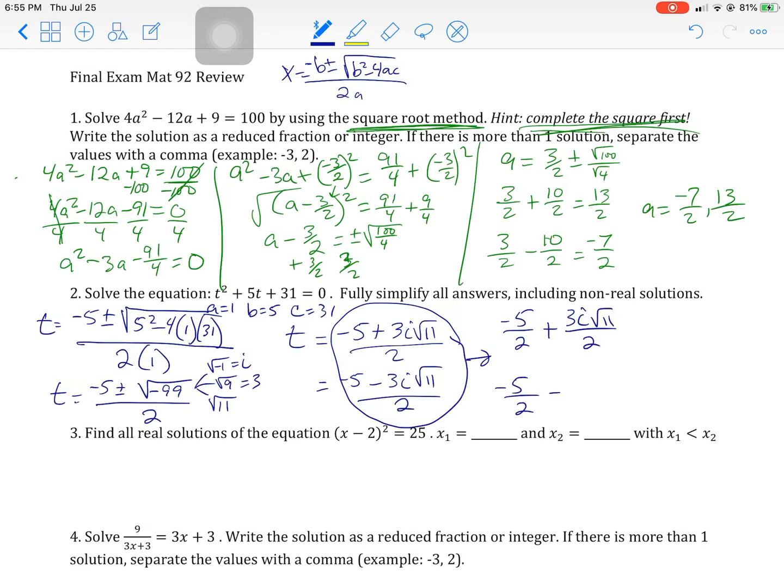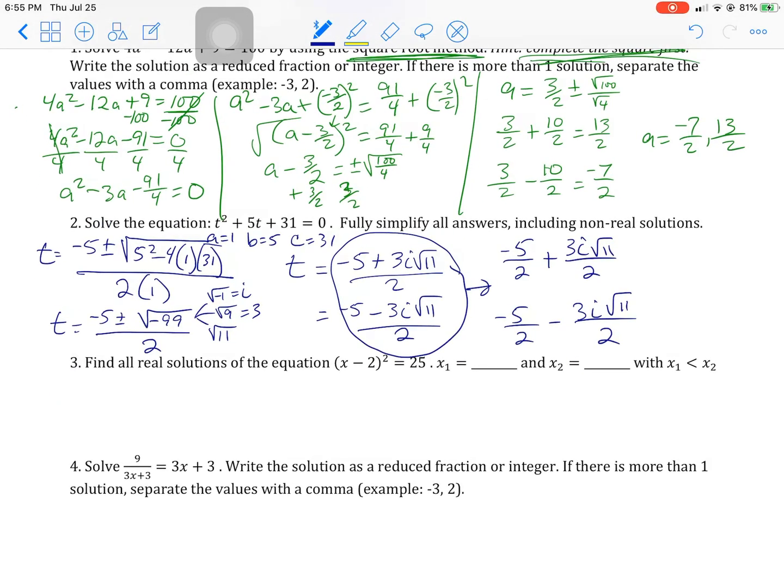Just be really careful to get all your signs right. All right, that's another way to write them. Okay. Number 3, solve. And it's already set up for you in the square root method.